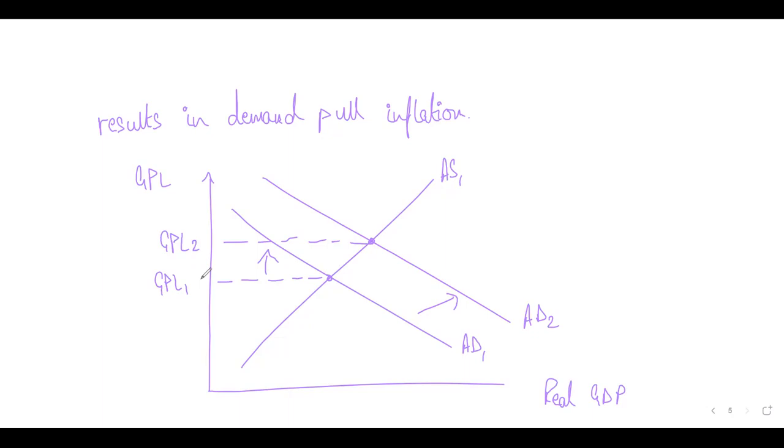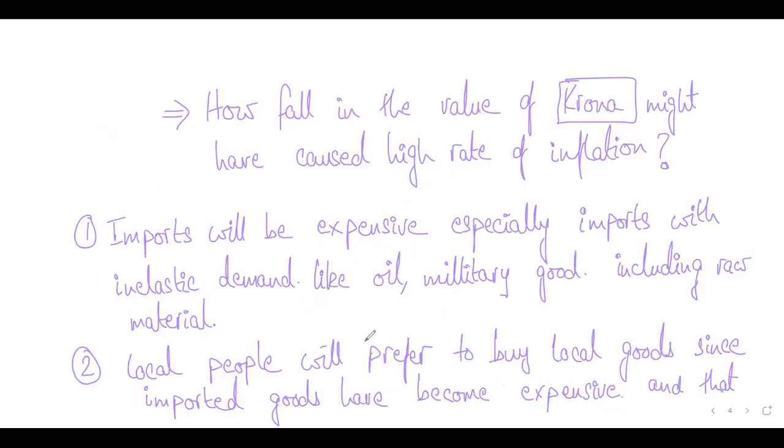This is simple, right? Good. Okay, what else? Since it's for 6 marks, ideally we need to write 3 points. So we've talked about imported inflation, we've talked about local people buying more locally, and what else might have caused a high rate of inflation? Can you guys think of any other explanation for this?